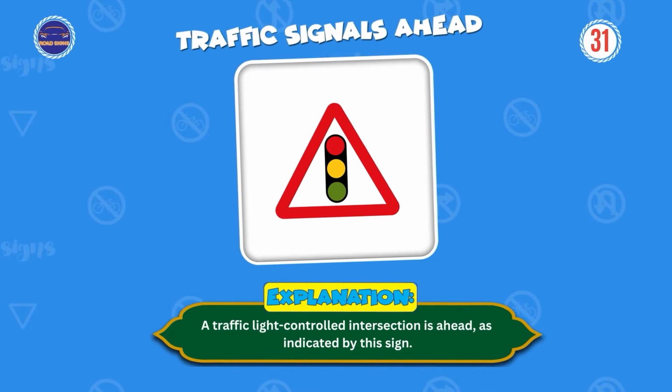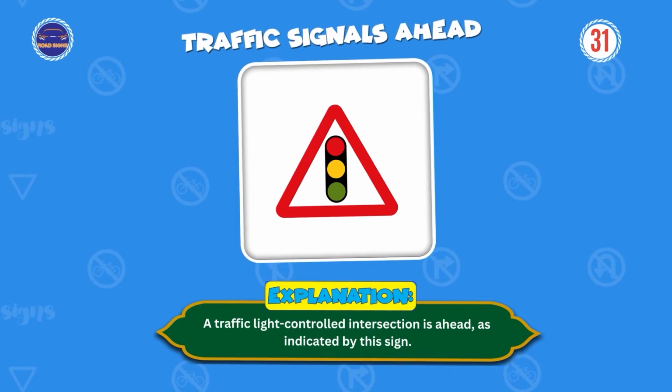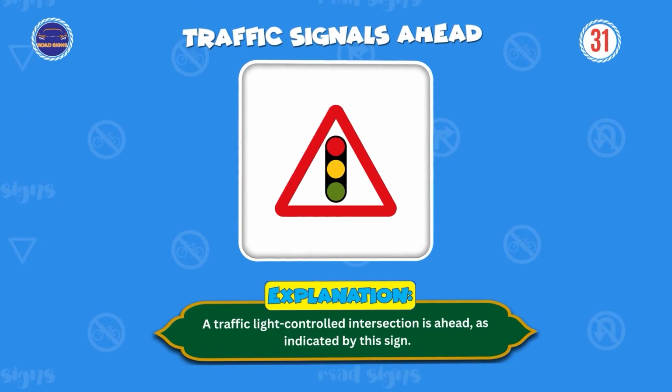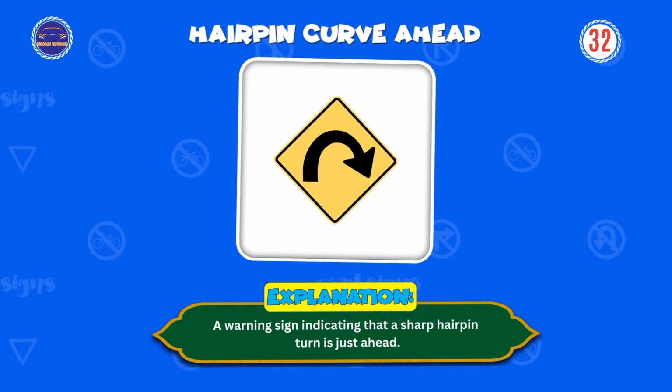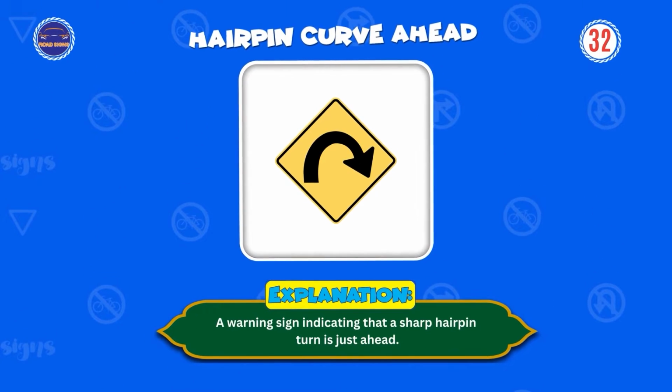This is the traffic signals ahead sign. It warns that a traffic light-controlled intersection is coming up. This is the hairpin curve ahead sign. It indicates an upcoming sharp hairpin turn.